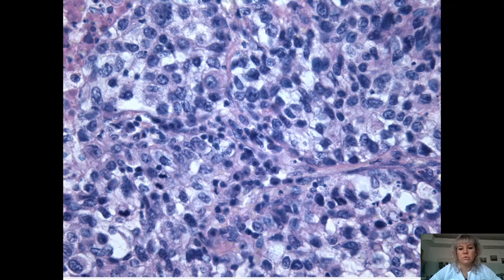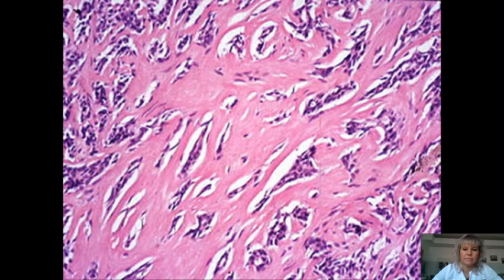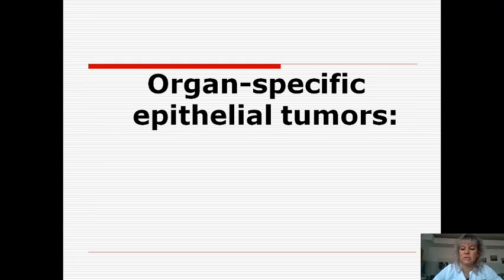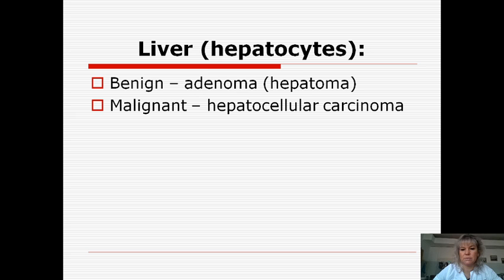In those photos, you can see non-differentiated cancers. We don't know which cells they come from. They are very atypical and non-differentiated tumors. The next information is about organ-specific epithelial tumors.